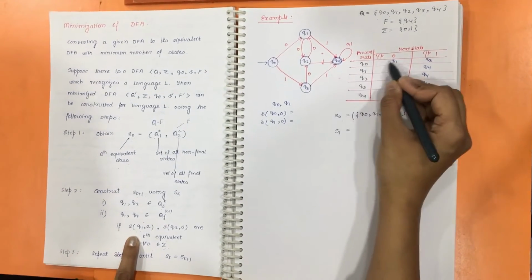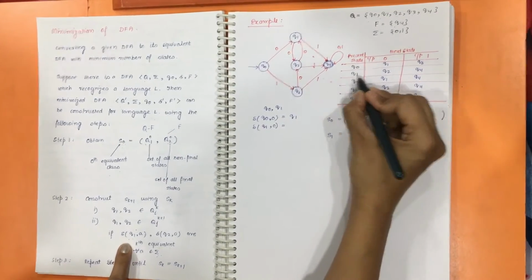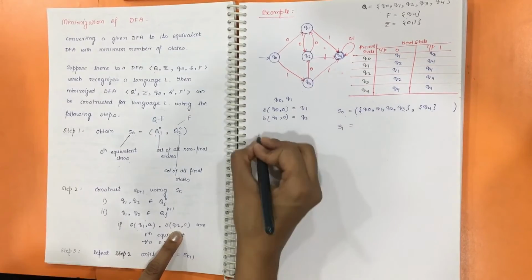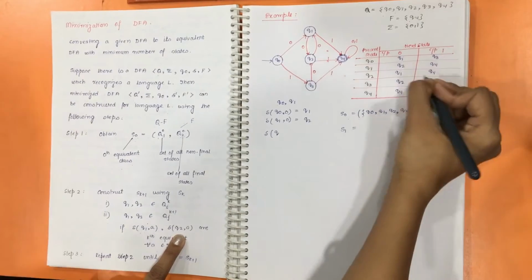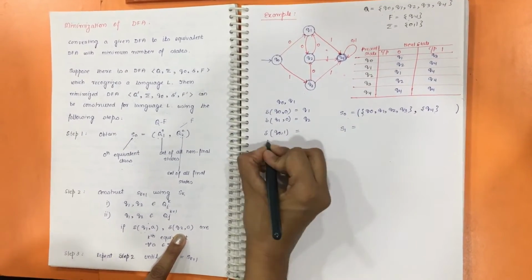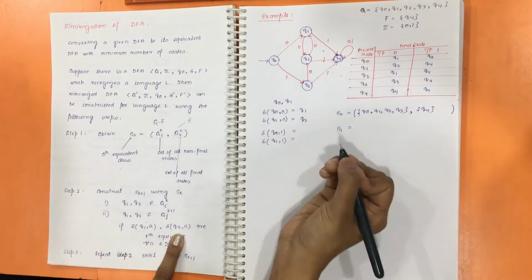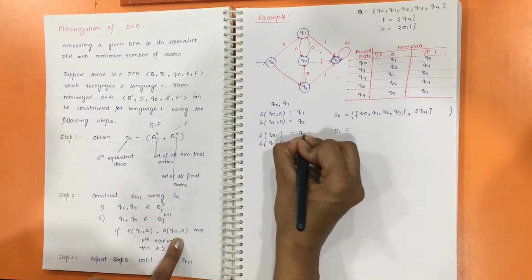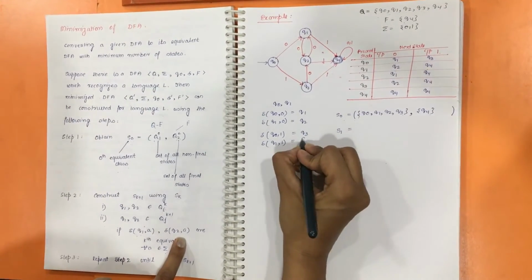At state Q0 for input symbol 0, the next state is Q1. At state Q1 for input symbol 0, the next state is Q2. This is okay. Similarly, we'll obtain the transition for the other input symbol, 1: delta of Q0 for input symbol 1 and delta of Q1 for input symbol 1. The next state at Q0 for input symbol 1 is Q3. At Q1 for input symbol 1, the next state is Q4.